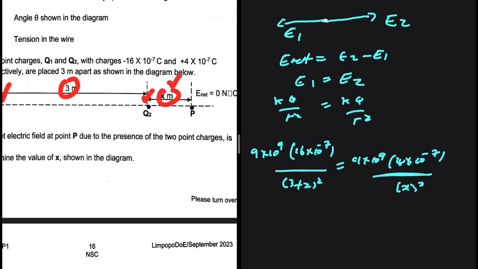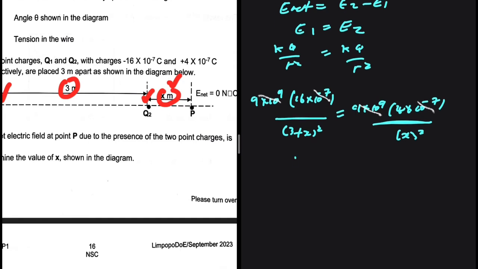In a situation like this, things are going to start cancelling out. For instance, 9 times 10 to the power 9 is going to cancel out with 9 times 10 to the power 9. Other values that are going to cancel out: times 10 to the minus 7 is going to cancel out with times 10 to the minus 7. So now we are left with 16 divided by 3 plus X squared being equal to 4 divided by X squared. If you want to complicate your life, go ahead and cross multiply. And after doing that, solve this bracket. That's what you do when you want to complicate your life.